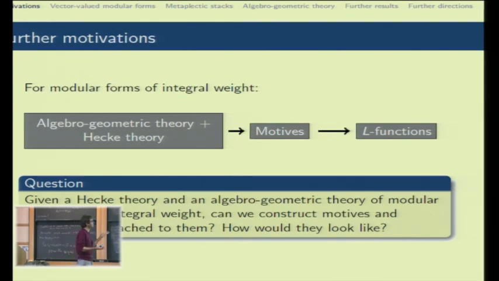Or maybe motives is not the right word, because it's a very strict requirement what a motive should be. But objects that appear in the cohomology of certain modular curves, you can make Galois representations or crystals or de Rham modules, things like that. Can we do it for half integral weight modular forms once an algebraic-geometric theory is laid out? So that's perhaps a more serious motivation behind my work.